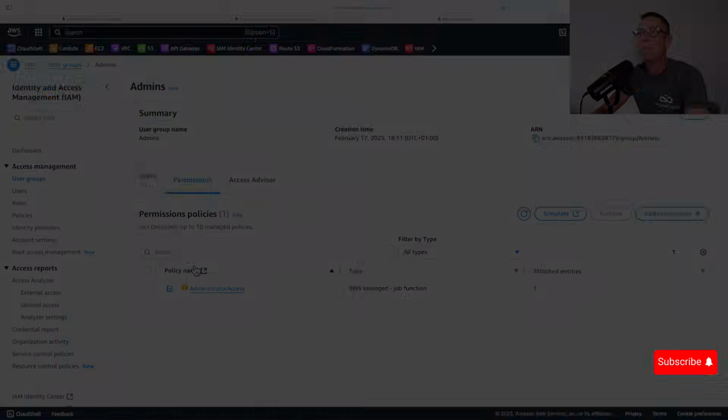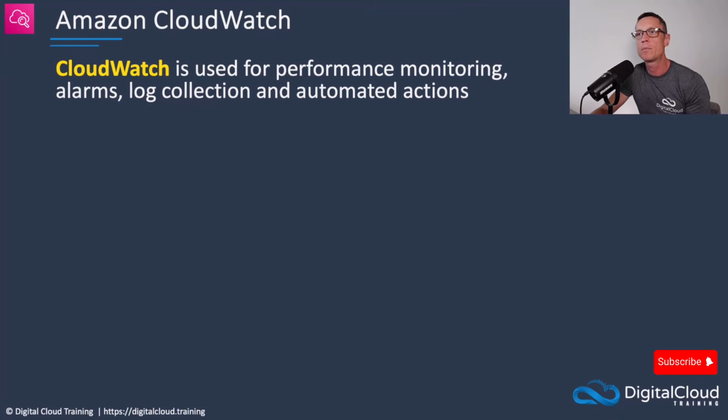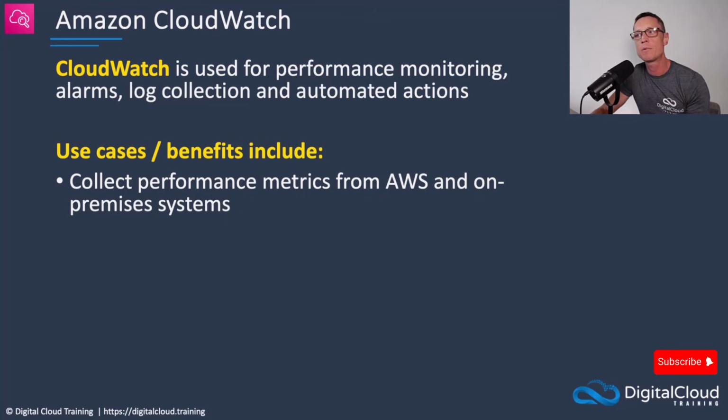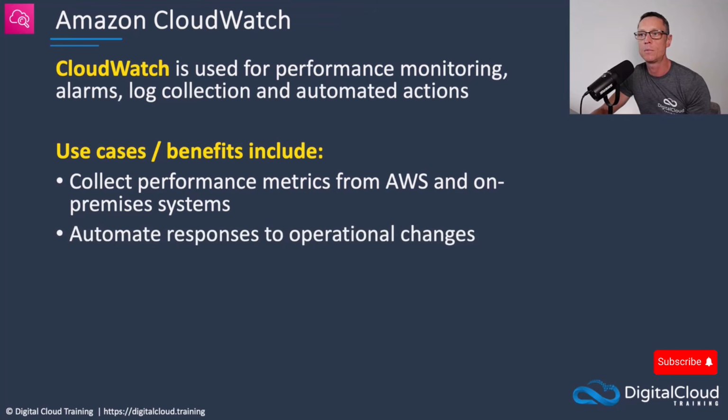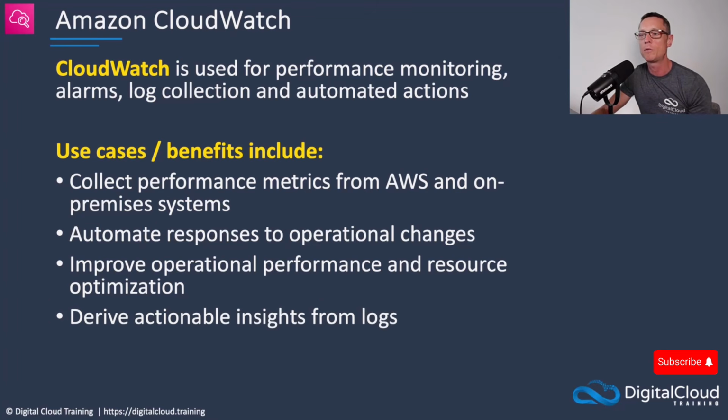So that's IAM. Now, the last service I'm going to cover is Amazon CloudWatch. This is used for performance monitoring, alarms, log collection, and automated actions as well. So we can use it to collect performance metrics from AWS systems and on-premises systems as well. And it automates responses to operational changes. If we want to configure it that way, it can help us to improve operational performance, resource optimization, and also derive insights that we might want to take actions on from log files in CloudWatch.